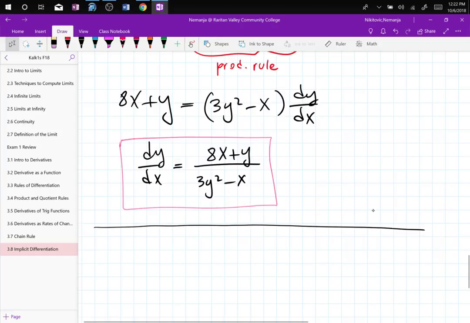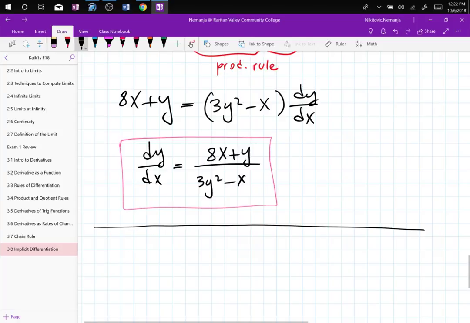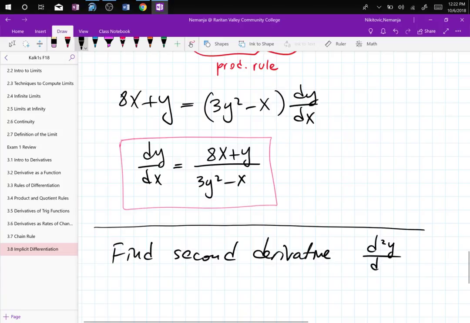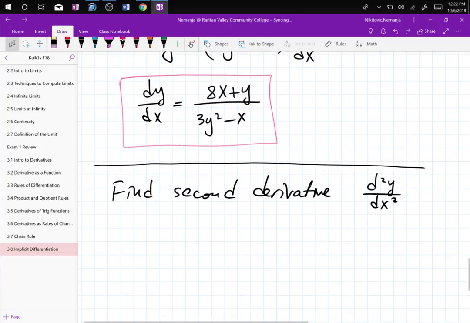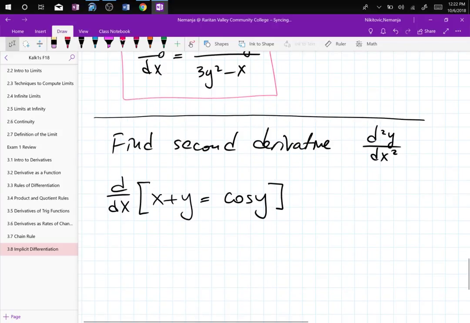So I would like to take a look at one of these problems, like let's say something cheap. So I'm not planning on sleeping here tonight. So find the second derivative, which will work out to be d squared y over dx squared, right? And the problem is given as x plus y equals cosine y. So no product rules, no excessive calculations. All right.